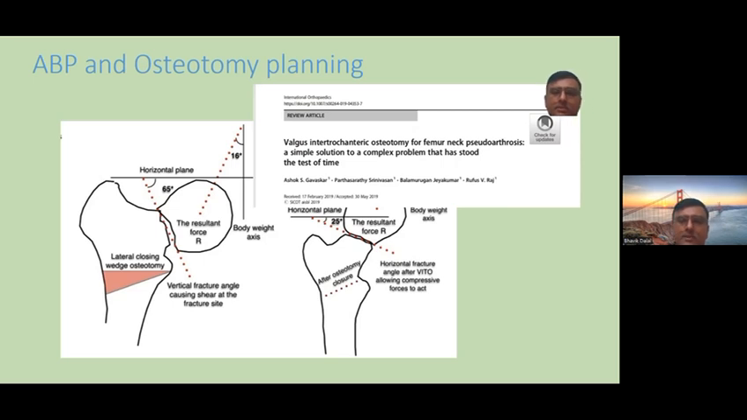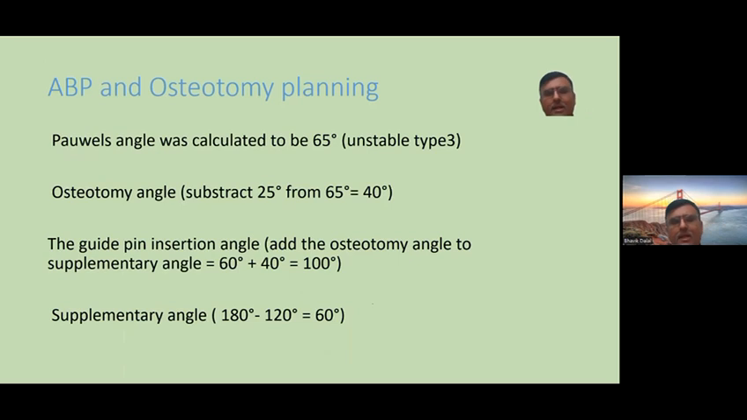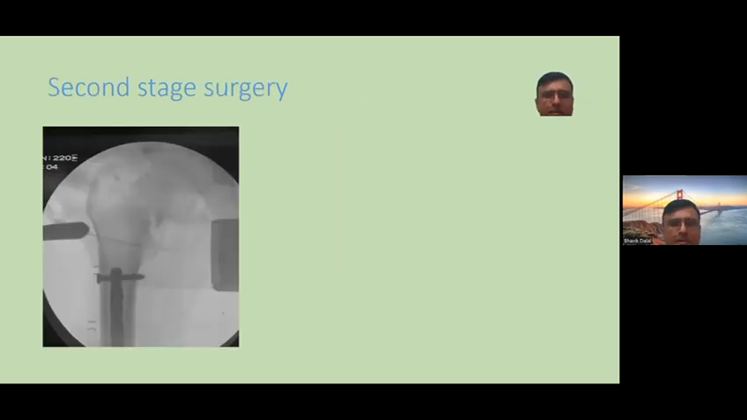Accordingly, this was planned with the help of the article which was published by Ashok Gavaskar in 2019. They did the valgus intertrochanteric osteotomy for femur neck pseudoarthrosis. And this was the planning which was done. Powell angle was calculated to be 65 degree. Osteotomy angle was planned about 40 degree. We tried to keep it near 30 degree. The guide pin insertion angle came to be 100 degree, and the supplementary angle, from 120 minus 120, resulted in 60 degree of the angle.